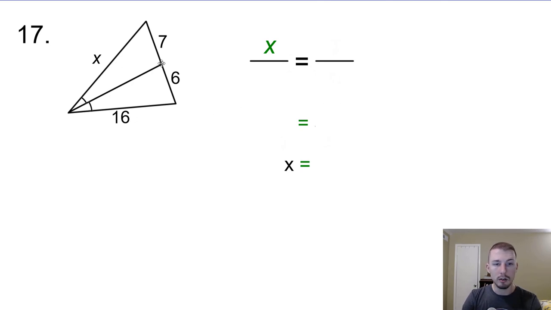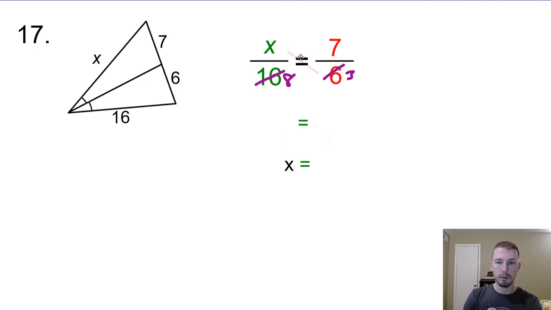Cuts the angle. If it cuts the angle in half, it's going to bisect or cut the opposite side in proportions of the other two sides. So x goes to 7, just as 16 goes to 6. I can't reduce anything vertically except here. I can reduce that as 8 and 3, right? So take 2 out of both of them.